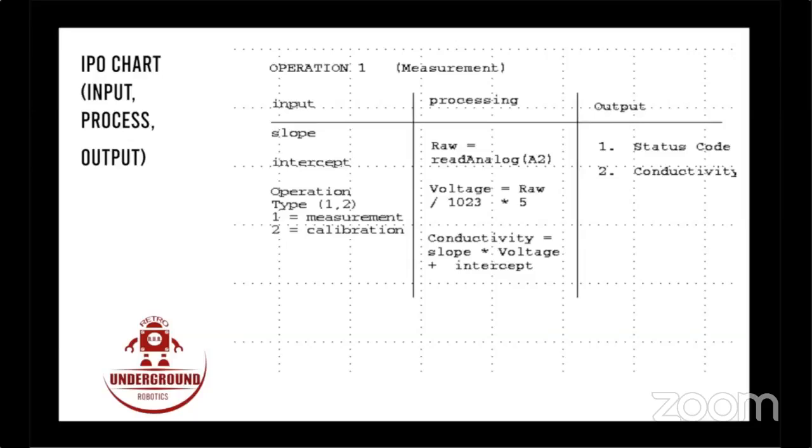If it's operation 1, you need to supply the slope and the intercept. Now, what's the slope and the intercept? Well, if you did the background knowledge tips for the conductivity probe, you know what the slope and intercept are. So I'm not going to share that with you right now. Well, we will share it, but at a later time. And the processing is just a high-level set of activities that we know the agent is going to do. It's going to read that analog sensor.